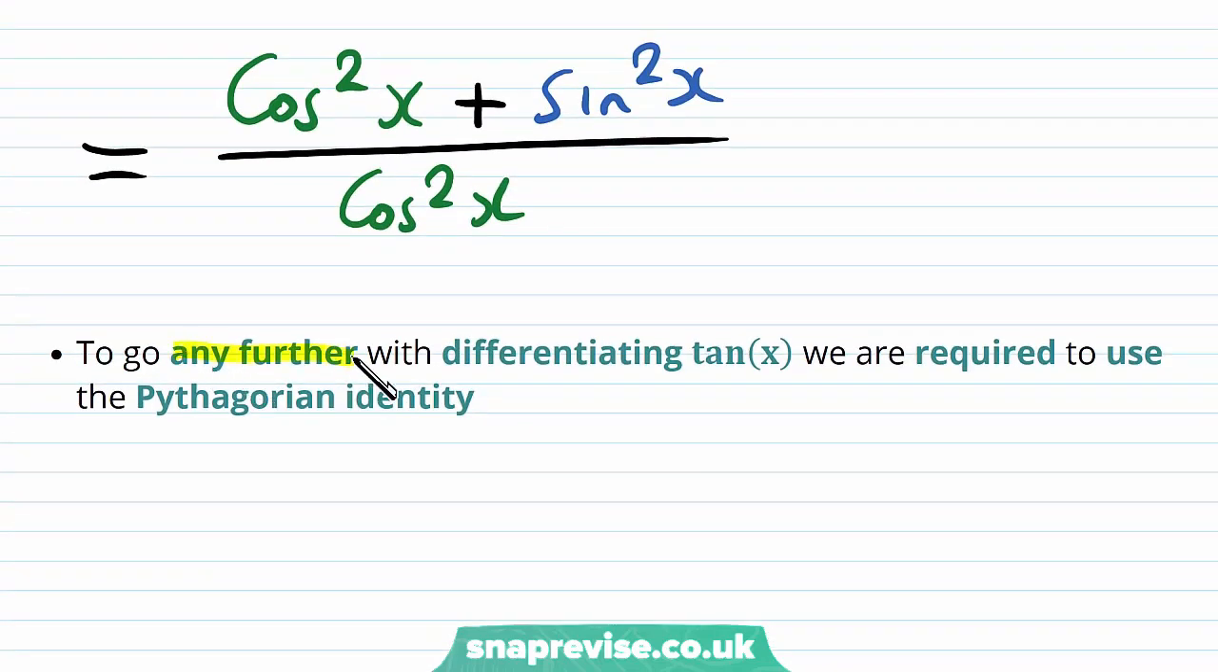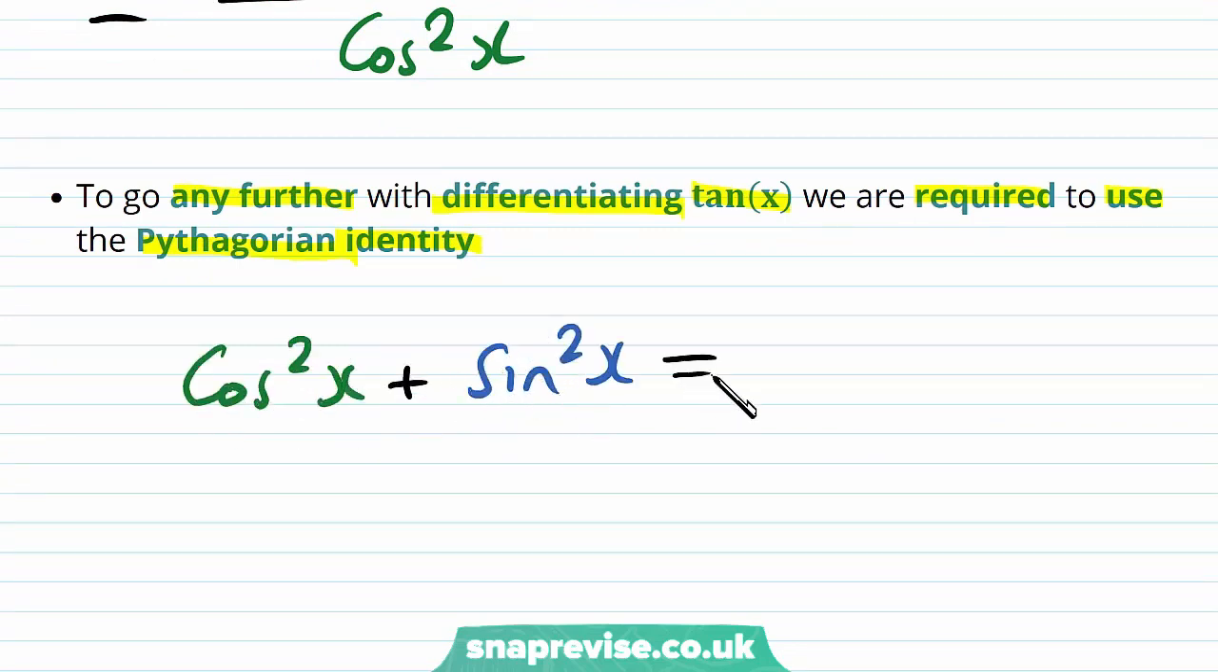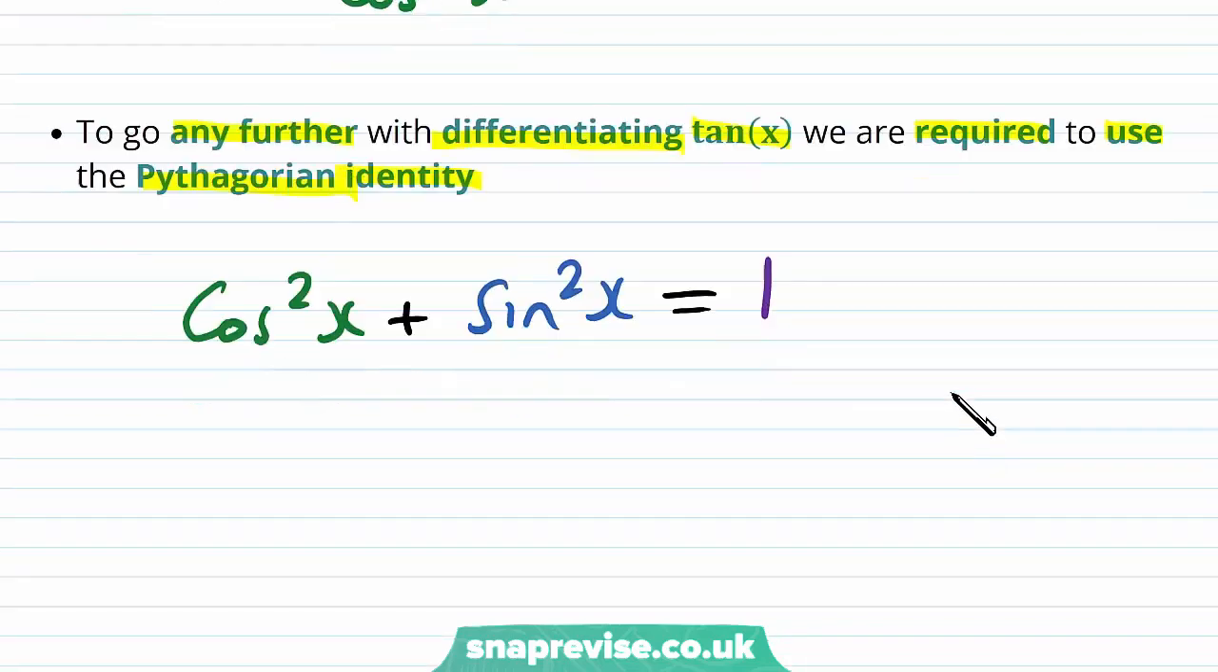In order to go any further with differentiating tan of x, we are required to use the Pythagorean identity. In particular, that cosine squared of x plus sine squared of x is equal to 1 for any value of x.